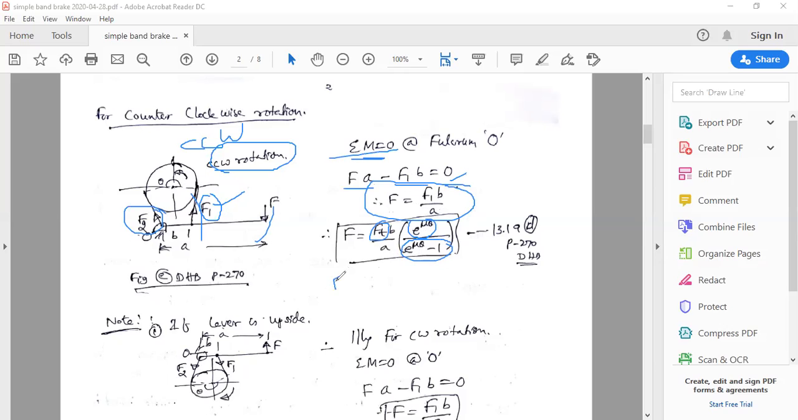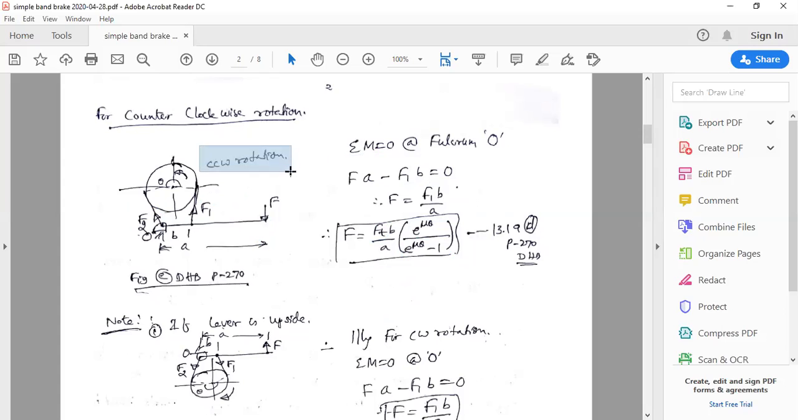So this is after conversion. How is this conversion carried out? F1 minus F2 is equal to Ft. But what is F1? F2 is to be replaced by F1 divided by e raised to mu theta, by using the belt tension ratio equation. Then take the LCM and the resulting equation is like this. So this is another form, for the rotation of the drum, clockwise and anticlockwise. These are the two conditions that we have to see while designing the simple band brake.